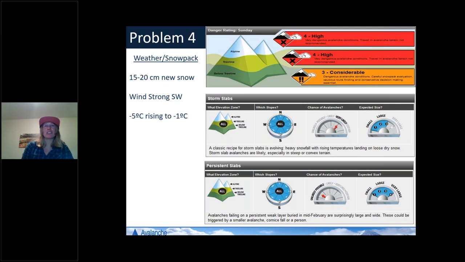Those are difficult conditions. The weather forecast here is not looking great. The hazard is increasing throughout the day. We have another 15, 20 centimeters of snow and strong winds that are going to increase that loading. We've got some pretty bad problems. We have a persistent weak layer, so remote triggering is a potential. We have storm slabs, and it's all elevations, all aspects.